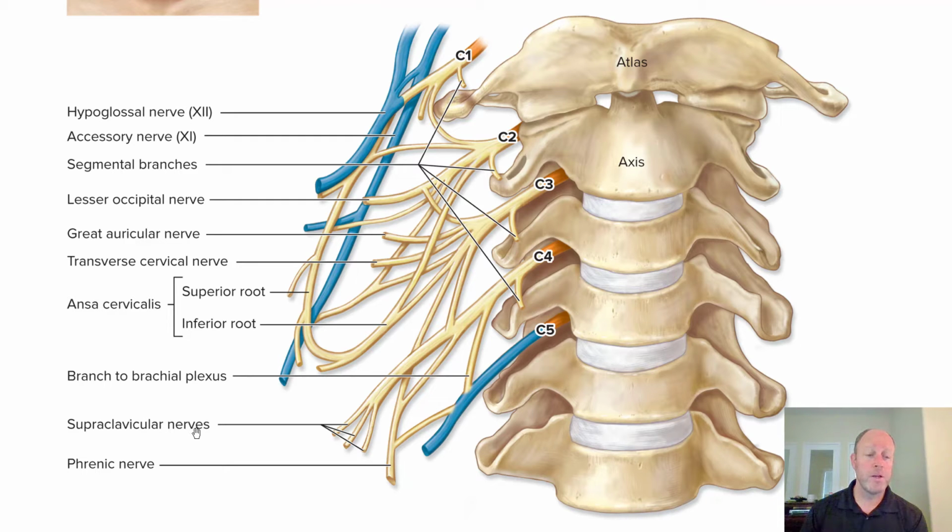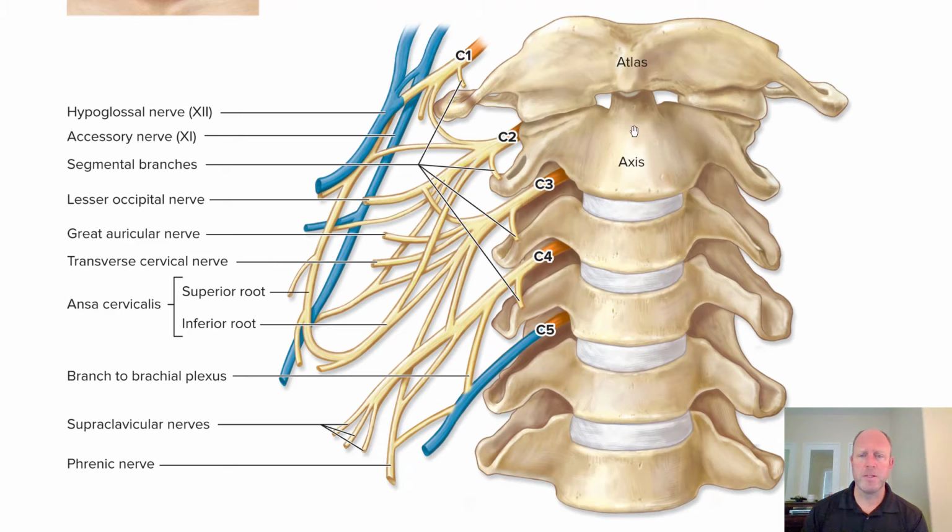And the supraclavicular nerves here, our phrenic nerve, it's a big one, coming out here basically from our C3. And we have our lesser occipital nerve, and we have a greater auricular nerve, our transverse cervical nerve, the ansa cervicalis, which has a superior root and an inferior root as well. We've got them all there.